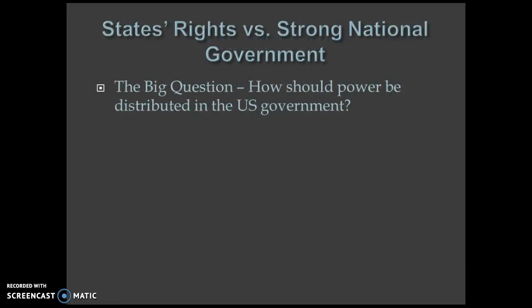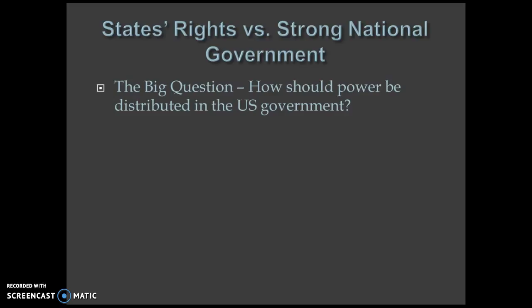The first question here is states' rights versus a strong national government. And the big question we're trying to answer here is simply, how should power be distributed in the U.S. government? What we mean by that is, who should have the power? Should more power rest in the hands of the individual states like it was under the Articles of Confederation, where each state was kind of operating almost as its own little independent country of sorts?